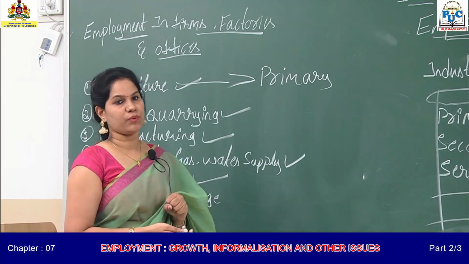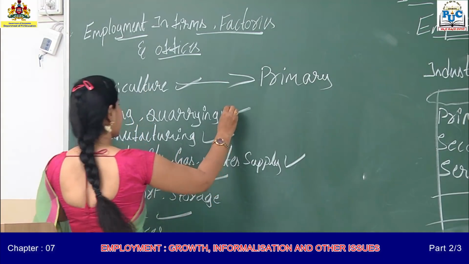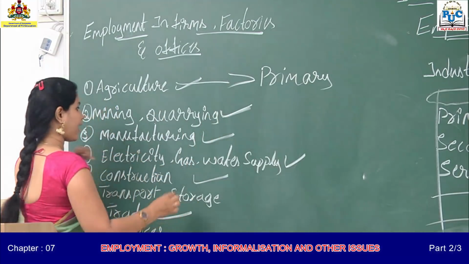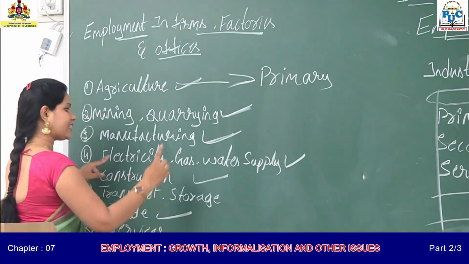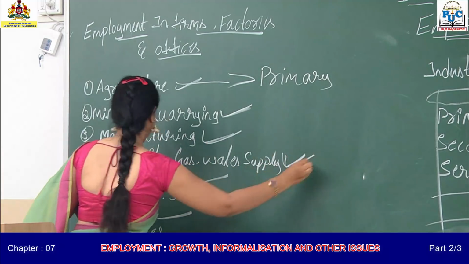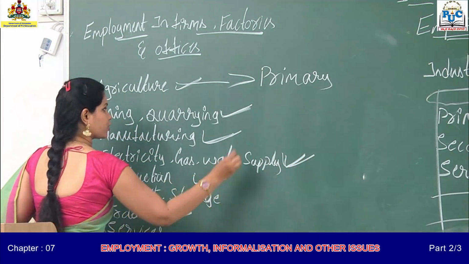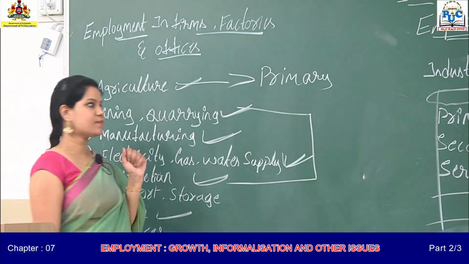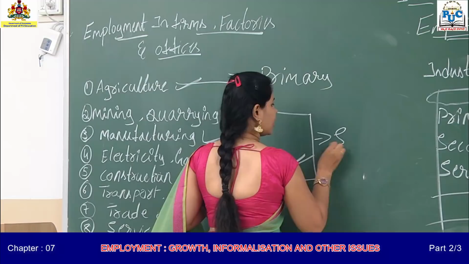The second sector we talk about involves the manufacturing sector, mining and quarrying, electricity, gas, and water supply, and at the same time construction. These 4 areas that we are talking about come under the secondary sector.